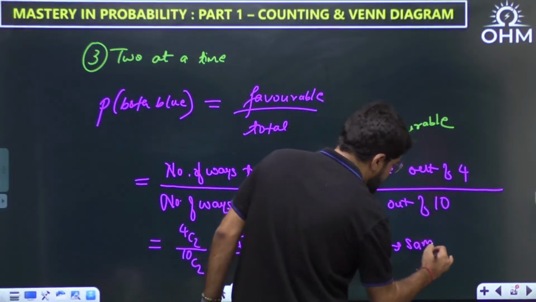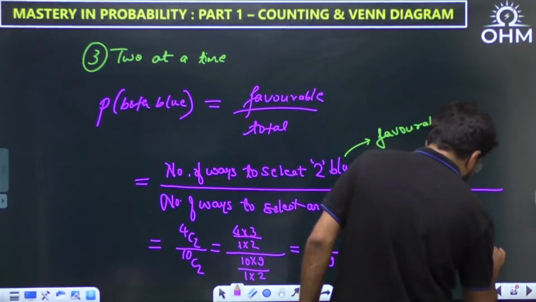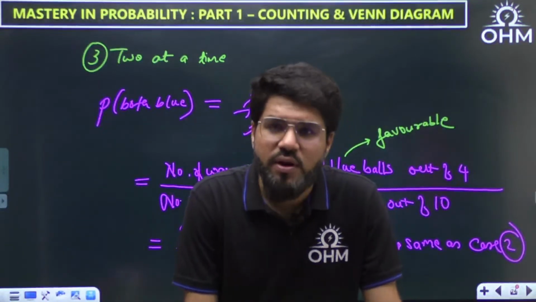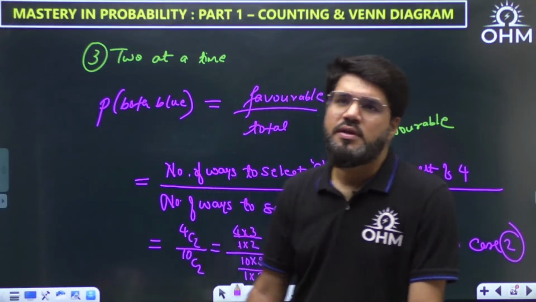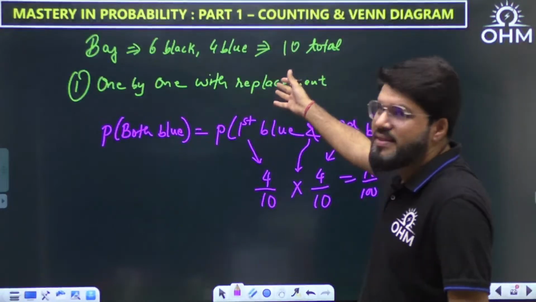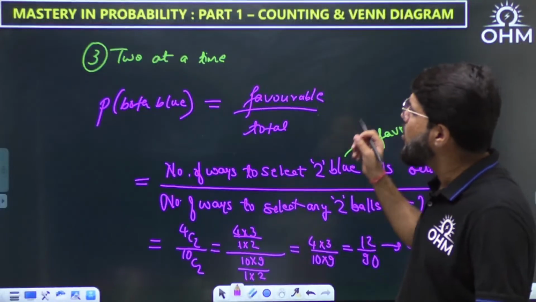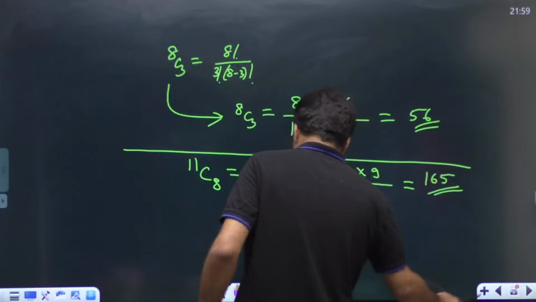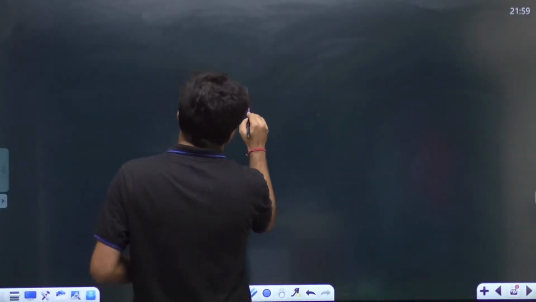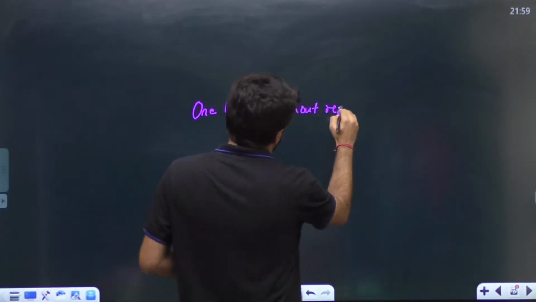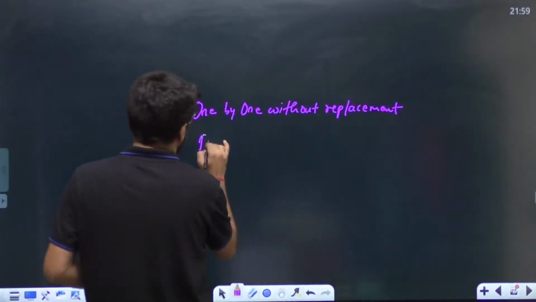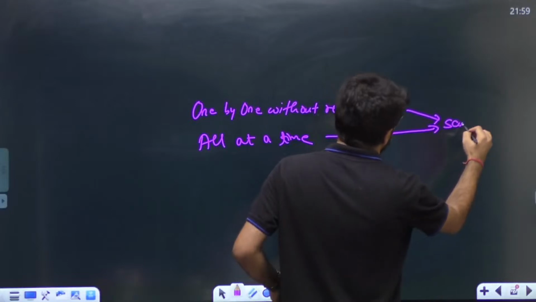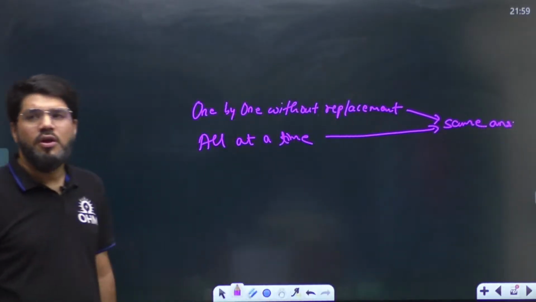Your answer is the same as case number 2. Case number 2 means 1 by 1 without replacement. And not only this, guys, always remember that 1 by 1 without replacement, or all at a time, will always be an equivalent case. What are the different cases? 1 by 1 with replacement will always come as a different answer. But 1 by 1 without replacement, or 2 at a time, 3 at a time, or all at a time, will always produce the same answer. So you can use any one.